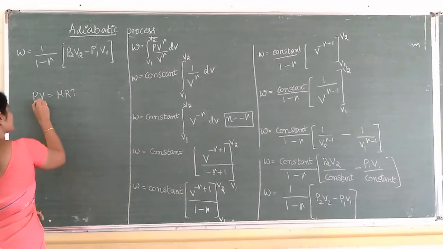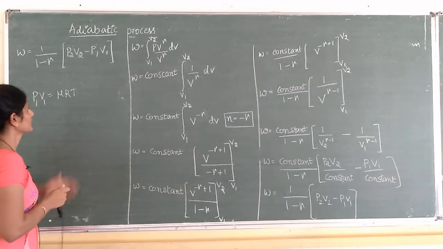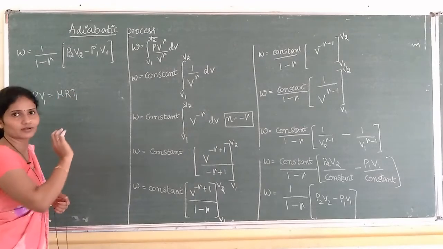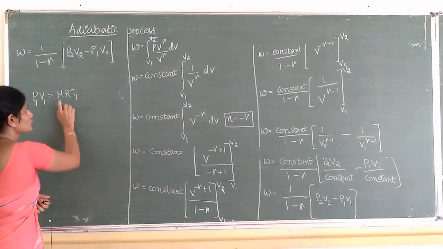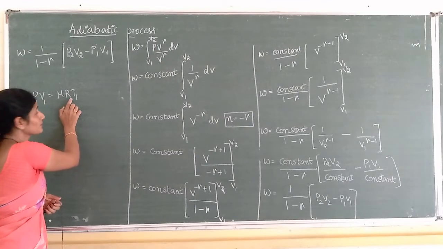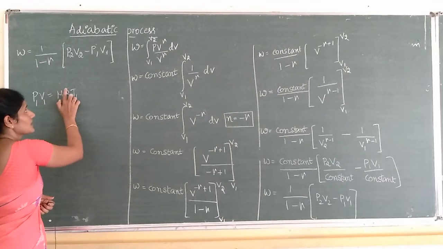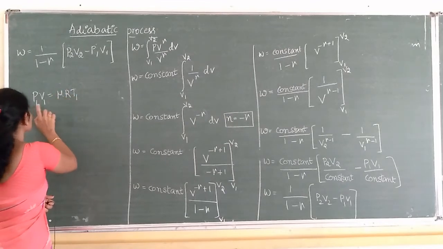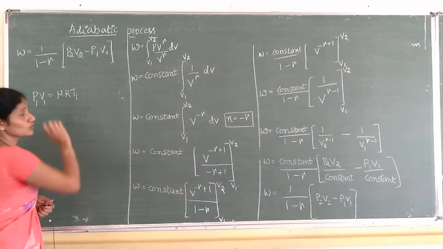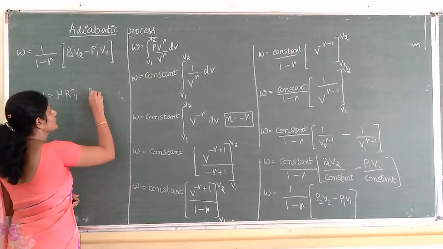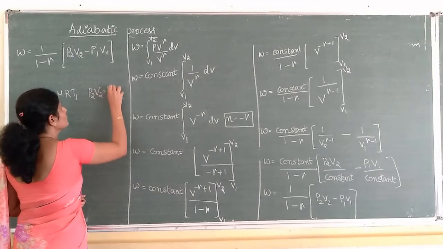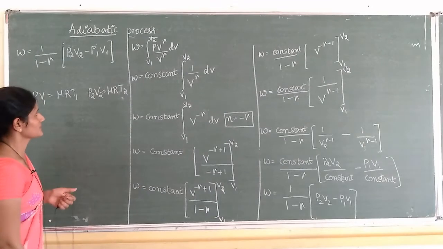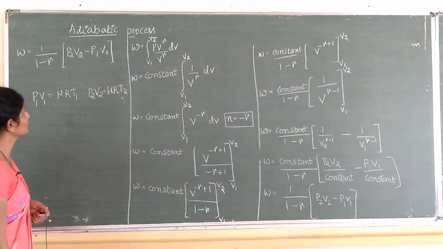So P1 V1 is equal to mu R T1. You should not write mu 1 R1 because mu is always constant, R is always constant. So mu and R are constants. So P1 V1 is equal to mu R into T1. Similarly, P2 V2 is equal to mu R into T2.